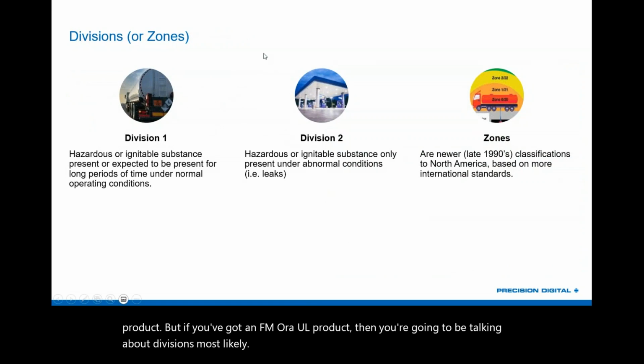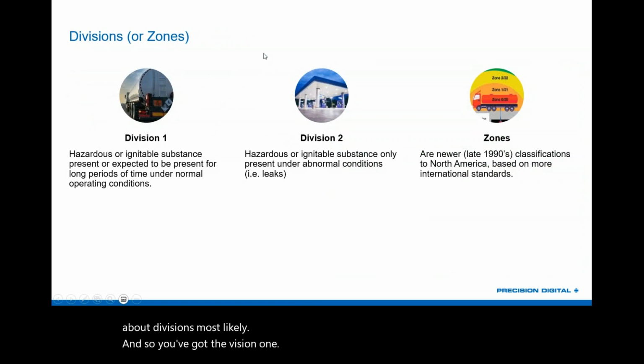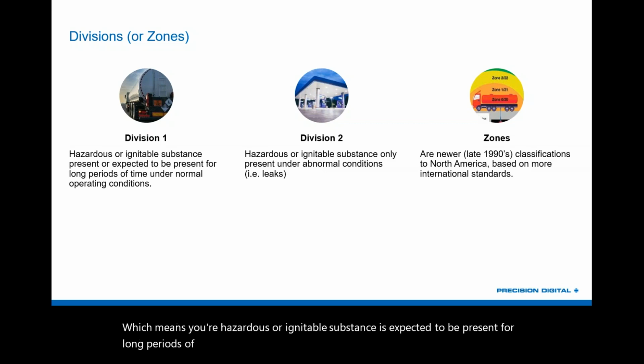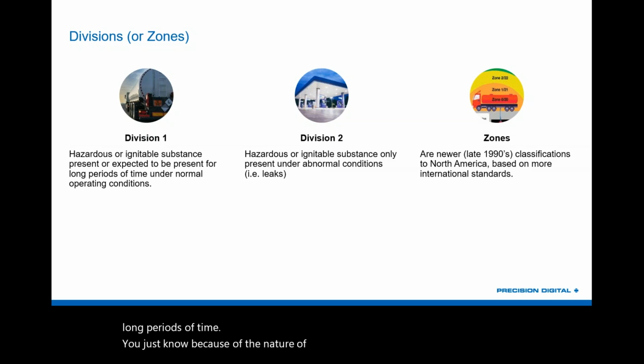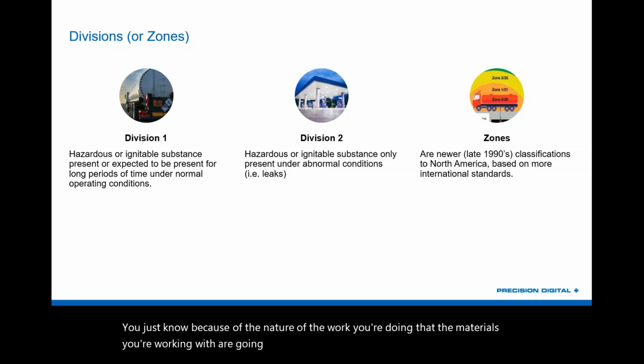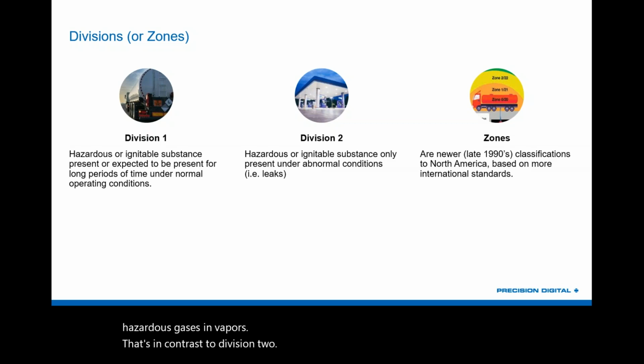And so you've got Division 1, which means your hazardous or ignitable substance is expected to be present for long periods of time. You just know, because of the nature of the work you're doing, that the materials you're working with are going to produce, or maybe you're working directly with, hazardous gases and vapors. That's in contrast to Division 2, which means you're only going to have those present in abnormal conditions.